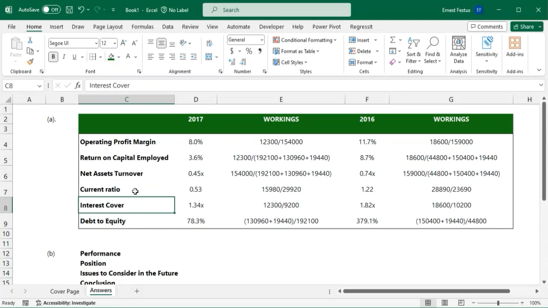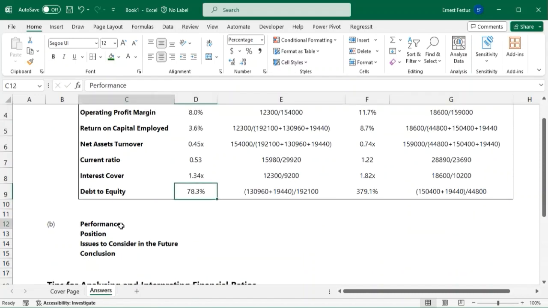Why do we say they are position ratios? Because the figures we use to calculate these two ratios are derived from the statement of financial position. That is why they are called position ratios. For these three, we use revenue, which is found in the statement of profit or loss and other comprehensive income. That is why we call them performance ratios. The debt to equity ratio is also a position ratio.